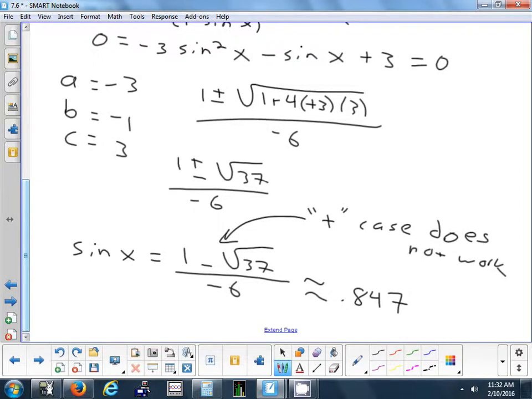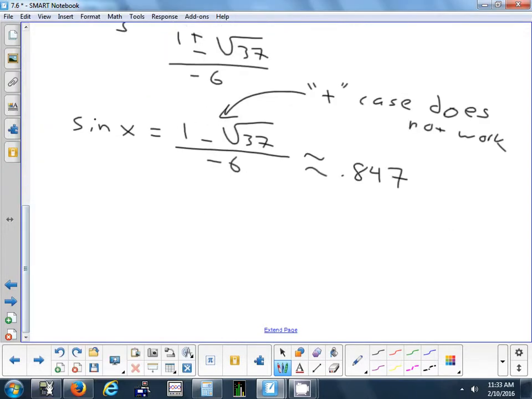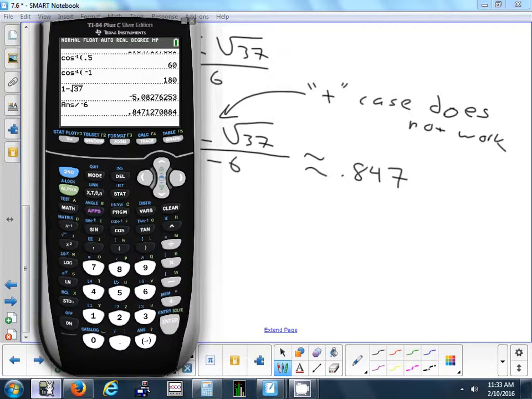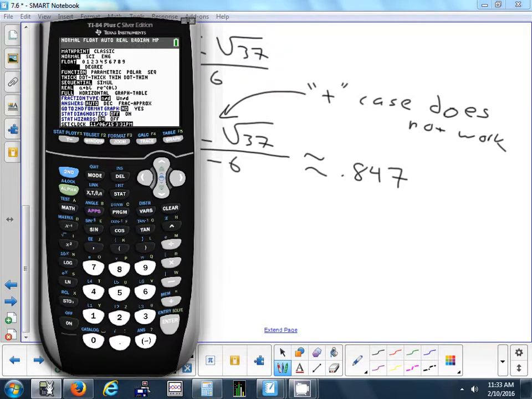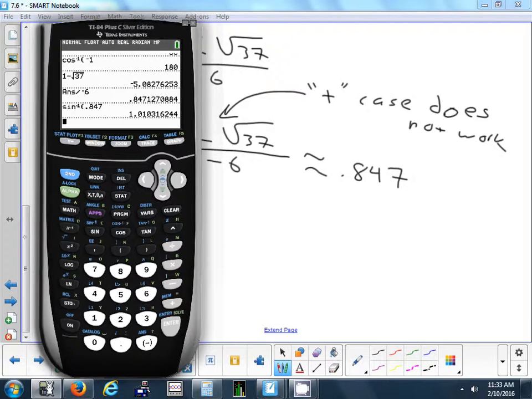Does anyone need me to show that the plus case wouldn't work? Because it just doesn't work. All right, so we got 0.847. And now I'm going to take the inverse sine of 0.847. Let's use this calculator. And let's do it in radians. Most of the time, the book will give their answers in radians. Second inverse sine, 0.847. Okay, 1.01, and that's what the book says, 1.01.